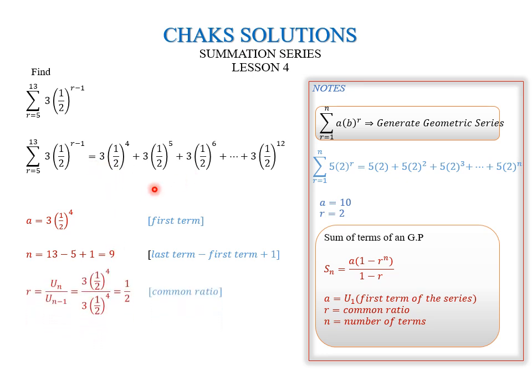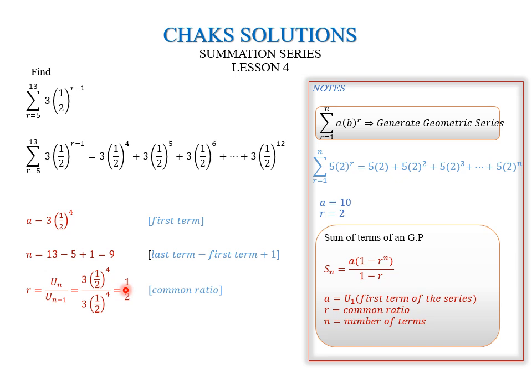Then you also need the common ratio. For the common ratio, in a geometric series, we just divide the terms which follow each other. In this case, if I divide the second term by the first term, I get half. Or the third term divided by the second term, I also get half. So that's how you get the common ratio.